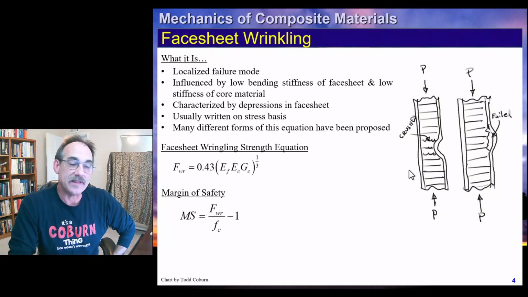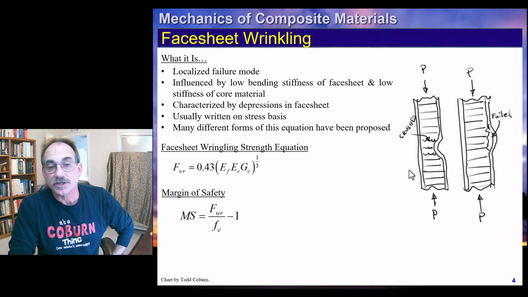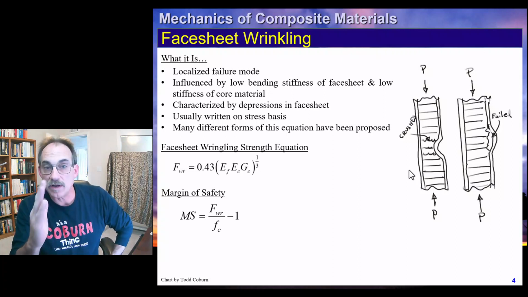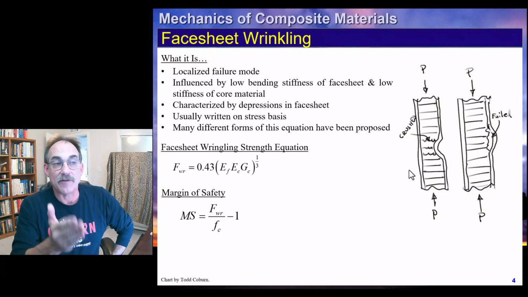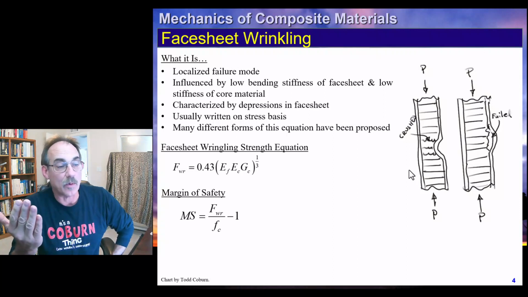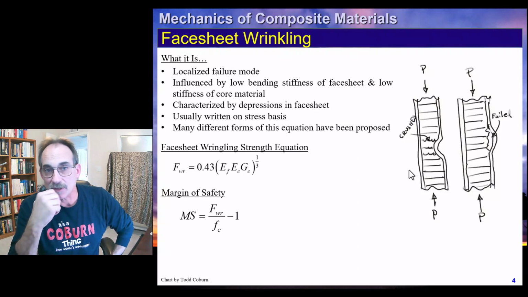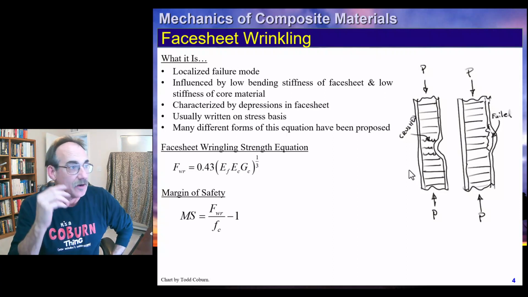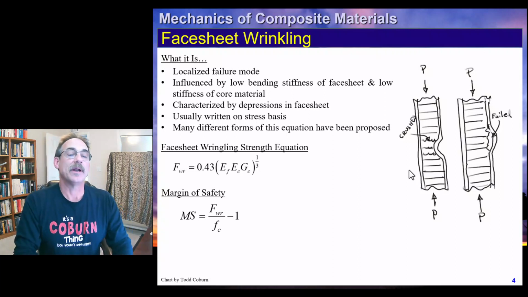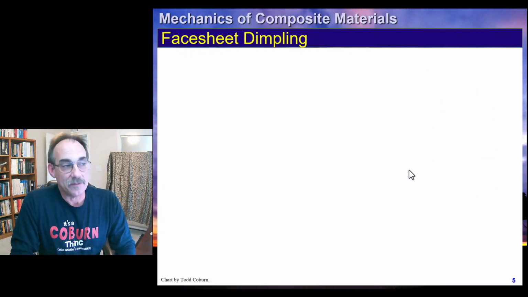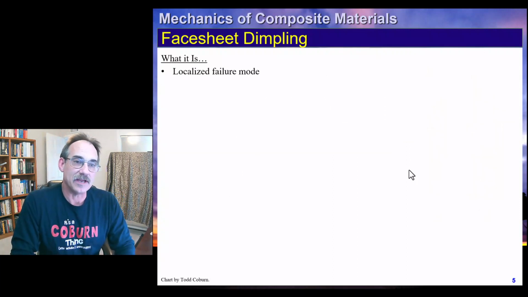Our margin of safety then, once again, is going to be comparing this face sheet wrinkling allowable to the compressive stress in the face sheet. So usually we're going to write this on the basis of one face sheet, whichever face sheet. If we have compression, both face sheets are under equal compression. If we have bending, one face sheet is under compression. We could calculate the mid-plane stress in that face sheet and then write the face sheet wrinkling allowable and then margin of safety on that compressive face sheet.